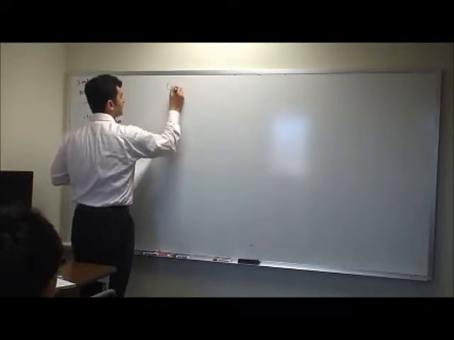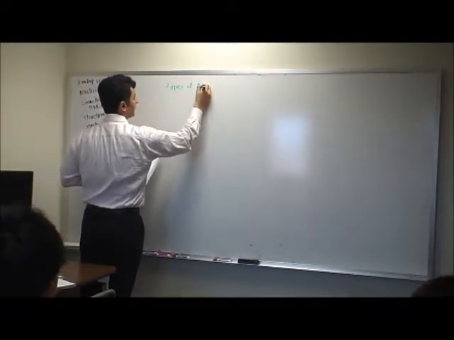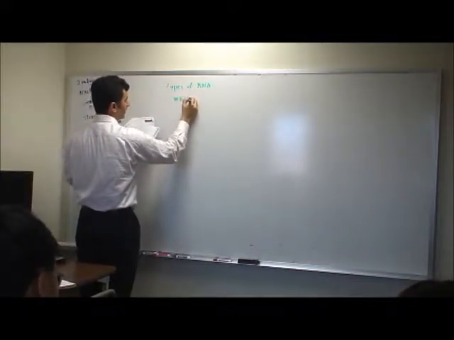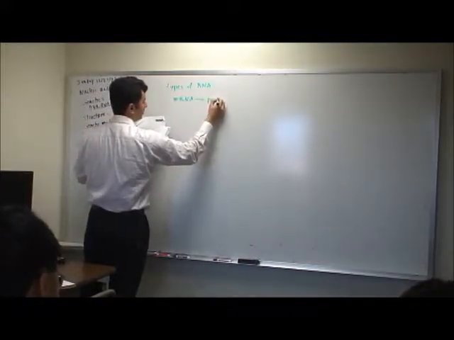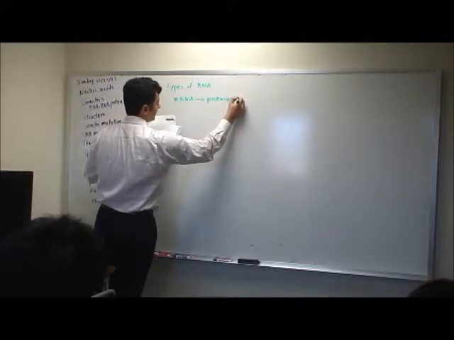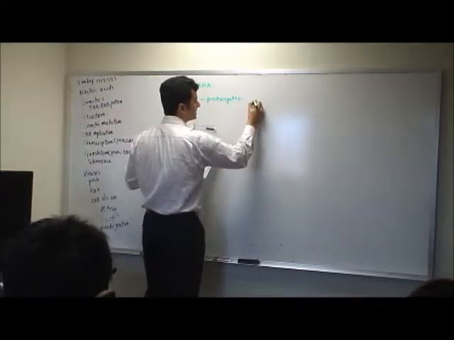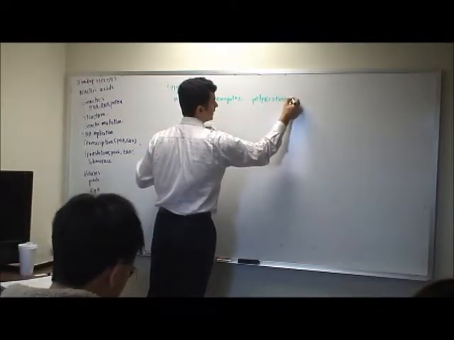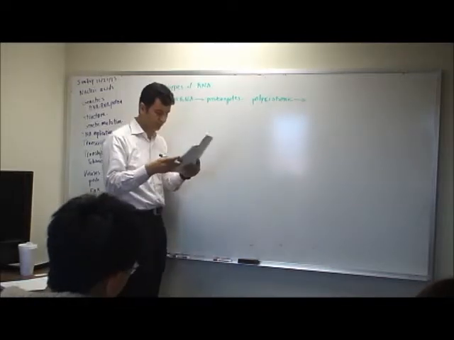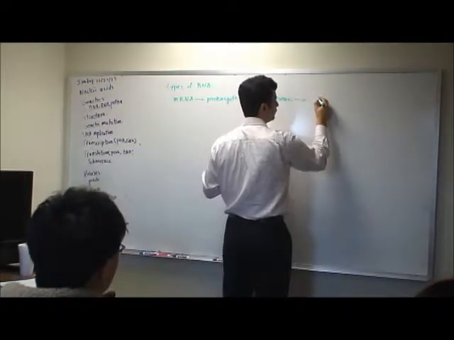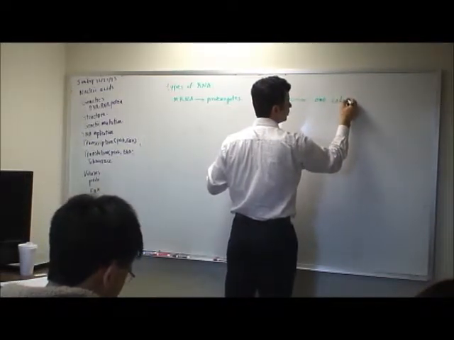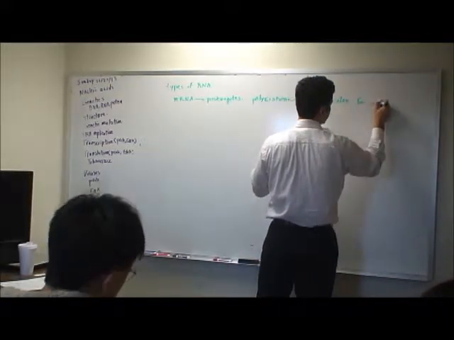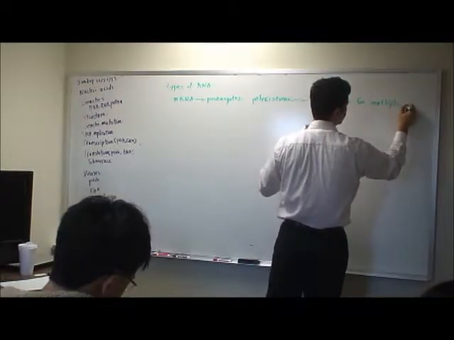Again, the types of RNA. In mRNA, if it's in prokaryotes, it's called polycistronic. What does polycistronic mean? One codon responsible for multiple proteins.